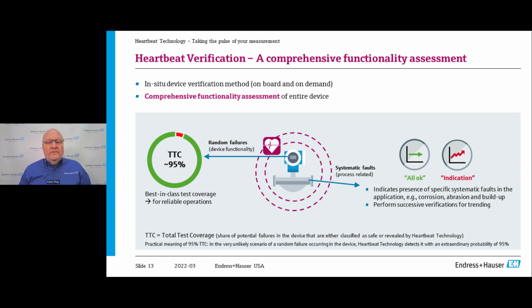Now we're looking at total test coverage. All of our heartbeat verifications get 95% or better total test coverage for that device. So you're getting a good overall coverage of the electronics, how they're performing, and knowledge that that unit is giving you a good report on the health of the device. In certain instruments, you're also getting some process-related information as well. Again, that's going to vary a little bit from instrument to instrument on what it's able to supply. But again, we're providing a good deal of information to be able to determine, is this unit healthy and is it operating as it should be at this point in time?